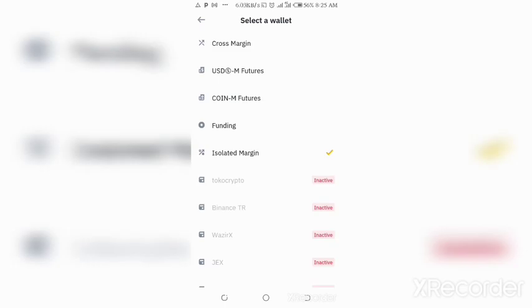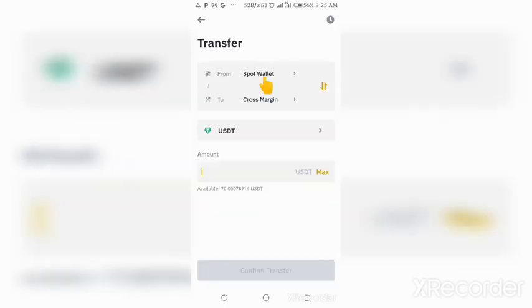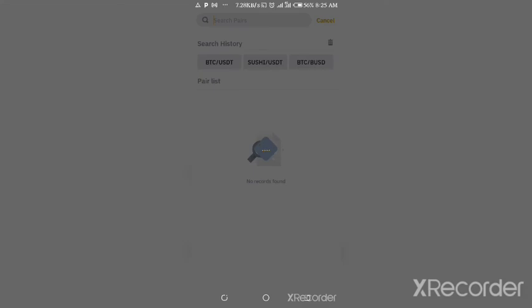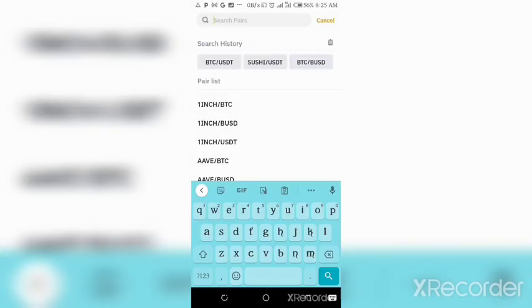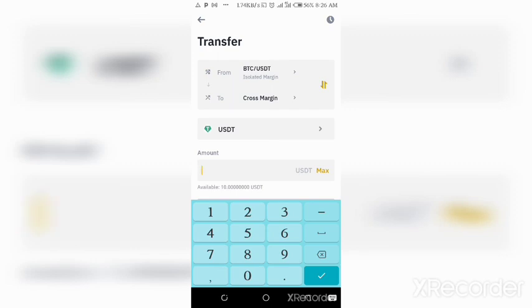So I can put cross margin, and then when I come here to "from", you just need to play with it to see that you get the wallets you want. Just like when you were transferring to that wallet, when you're transferring from that wallet, you also have to choose the pair from which that money is. That money is in BTC USDT, so select BTC USDT. You see, BTC USDT isolated margin, that's where our money is.